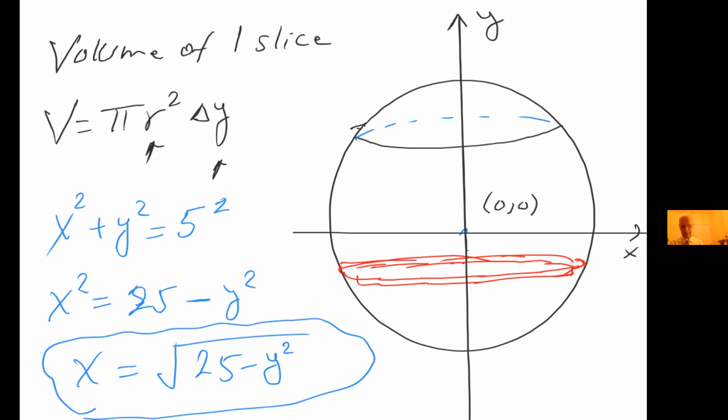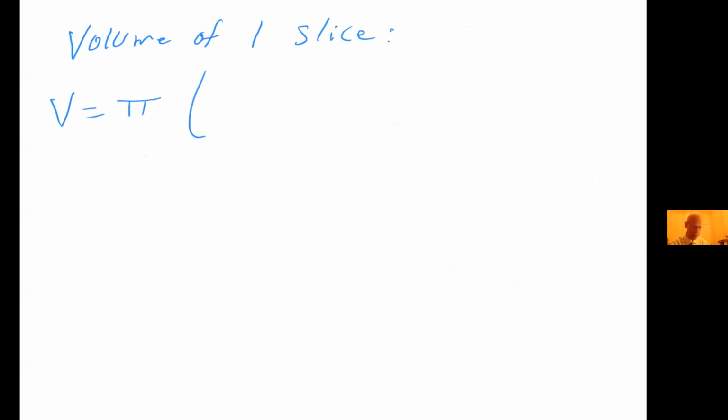So let me go ahead and go to the next page. And so we said the volume of one slice, V, equals pi r to the second. So we said the radius is the square root of 25 minus y squared, times delta y. And pretty soon this delta y changes to dy.